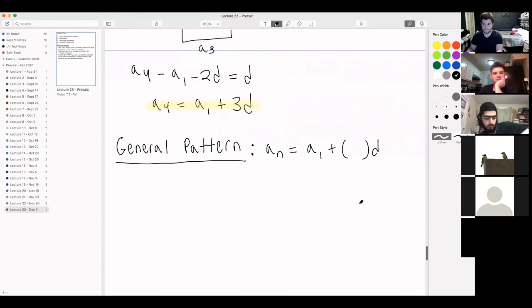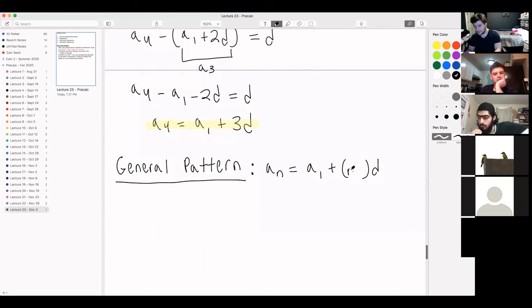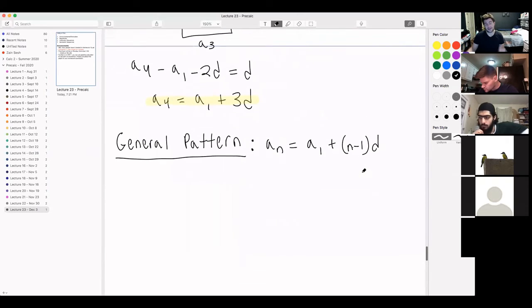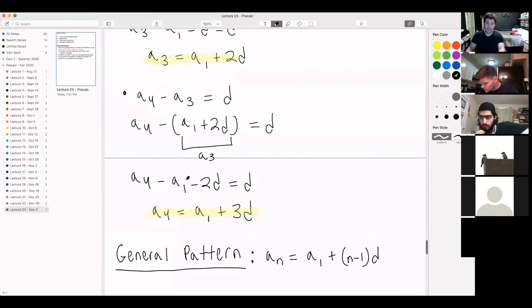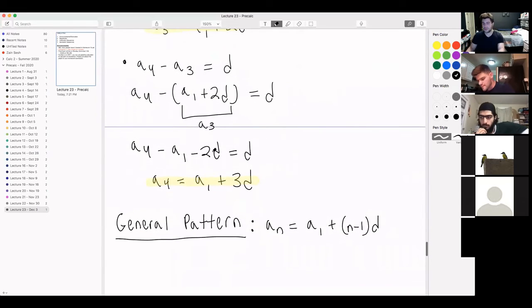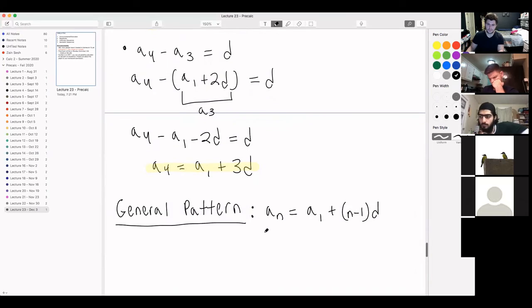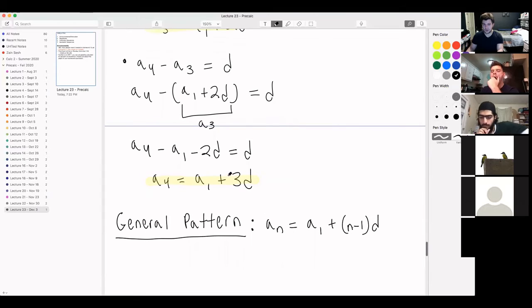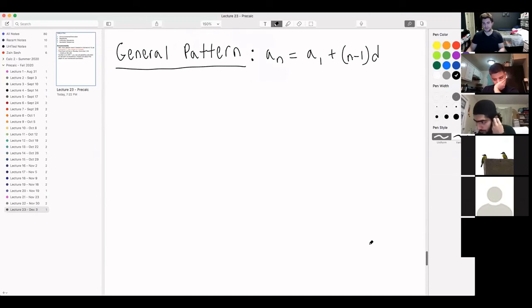Just n minus 1. n minus 1, right. There we go. So that's the formula. All right, so I was just trying to print out enough terms so that you would maybe see that it follows this general pattern here, okay? So the coefficient in front of d is always 1 less than the subscript. So look, the coefficient in front of d is 3, and the subscript is 4. So it's n minus 1. All right, so this is the formula. It's the first term plus n minus 1 times d.